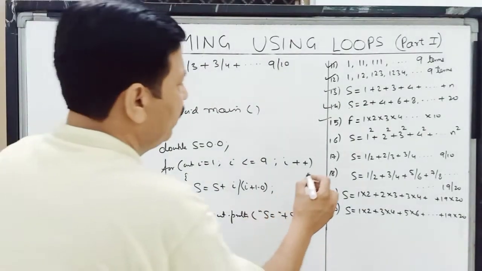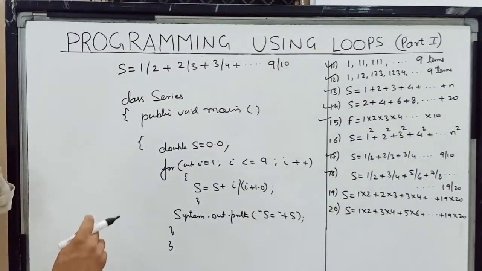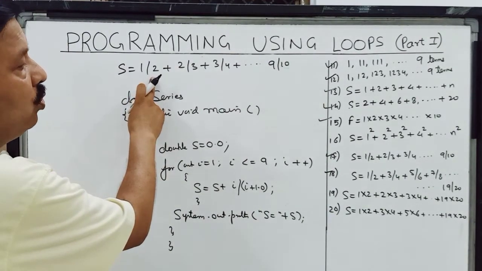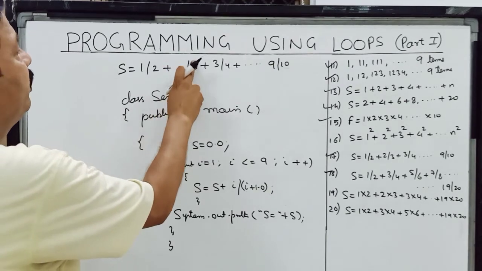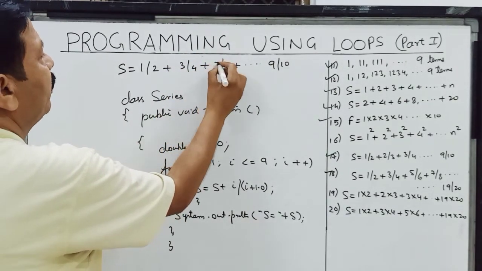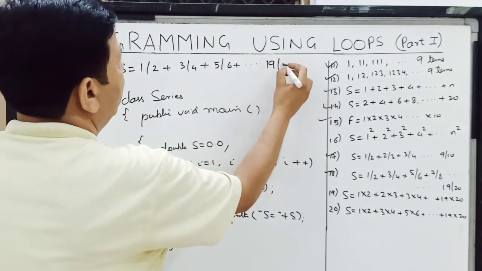Now children, if you see the next series, there is a slight difference in the next series. Here it is 1 upon 2, then it is 3 upon 4. This is 3 upon 4. Then 5 upon 6. Then 19 upon 20. This is the series.